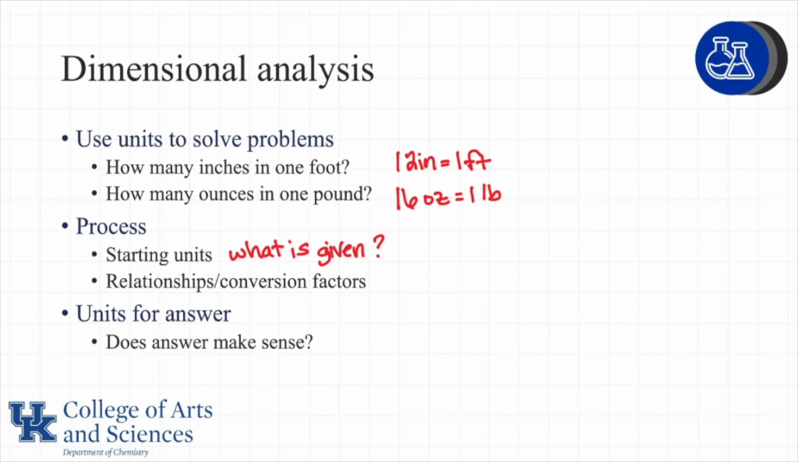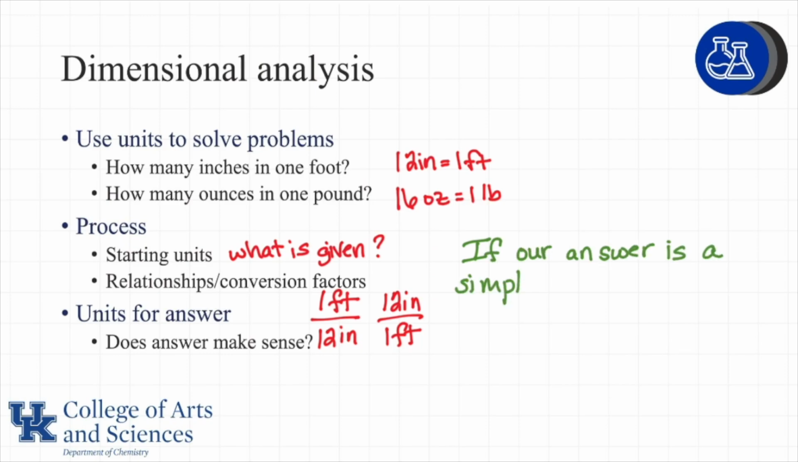So what is given and what do we know? Those are the two questions we ask ourselves. So for example, if we have 1 foot is 12 inches, or we can write it as 12 inches over 1 foot, that's an example of a relationship. And whether foot is on top or bottom depends on the setup of the problem.